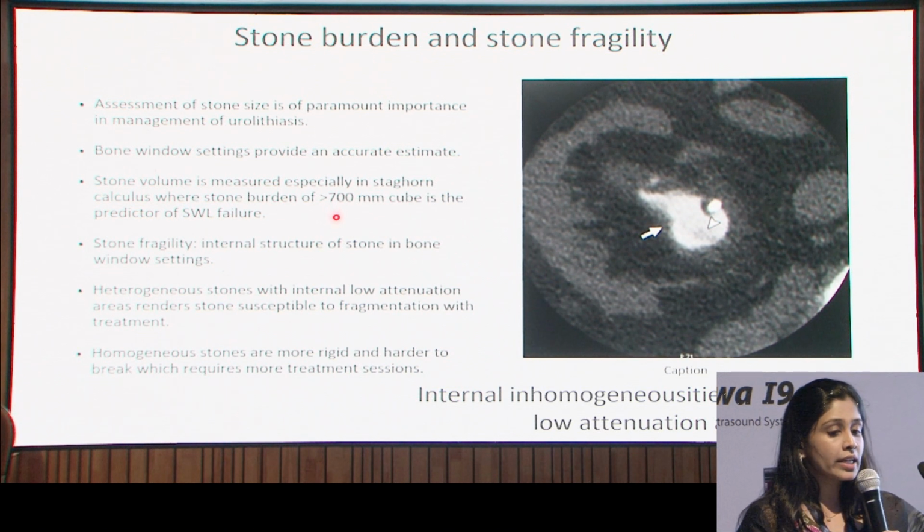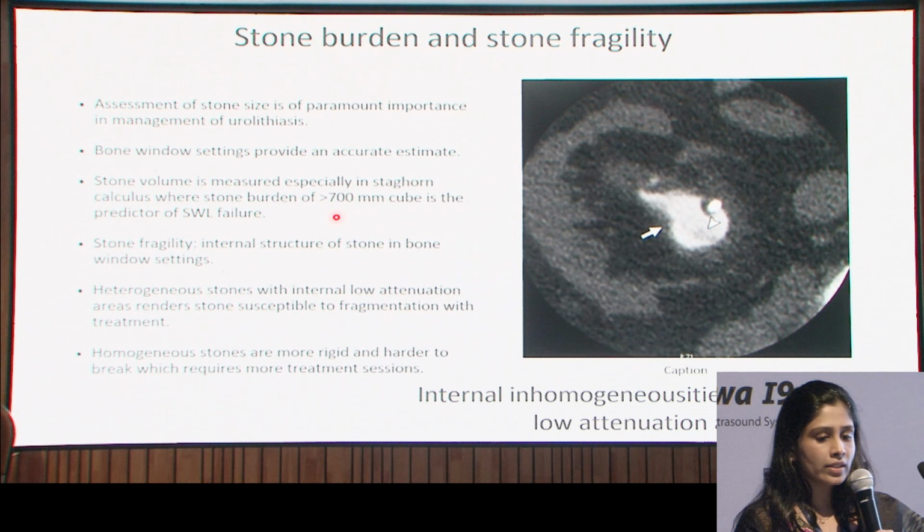Stone fragility is the internal structure of the stone. Here we see some kind of inhomogeneities in the form of low attenuation areas. Now why is this important? Heterogeneous stones with low attenuation areas are more susceptible to fragmentation in contrast to those that have a homogeneous appearance, and they are usually harder to break, which requires more treatment sessions.